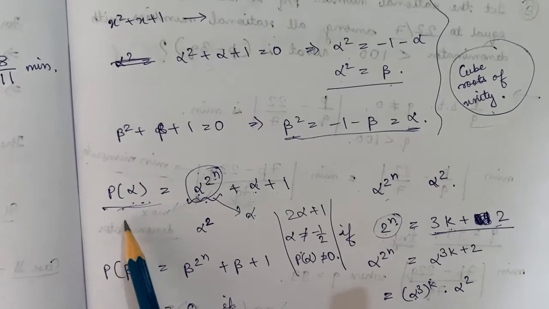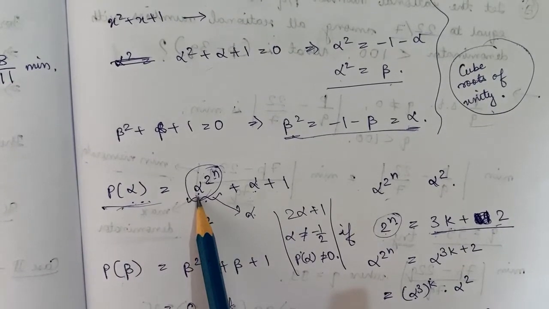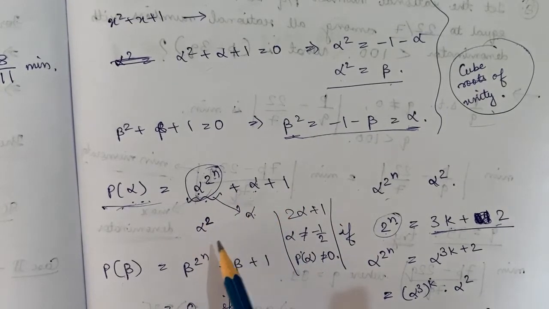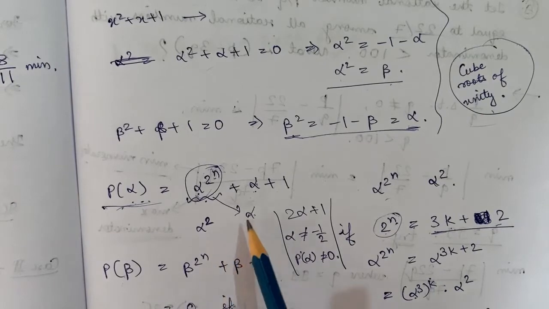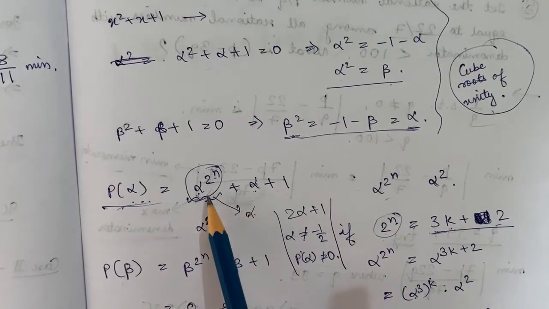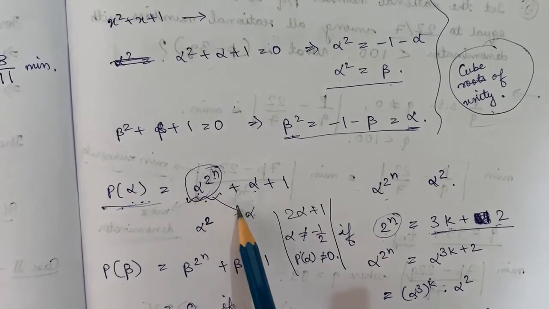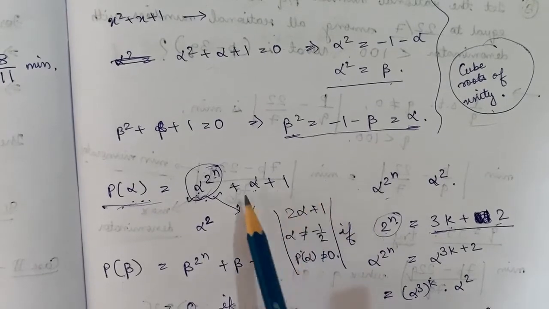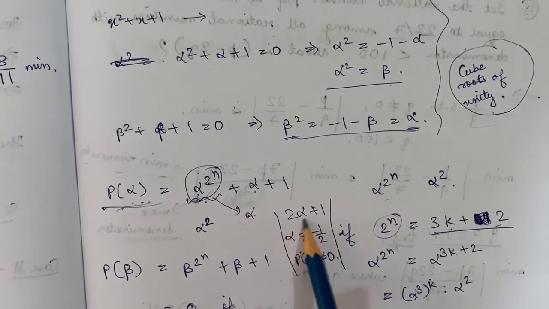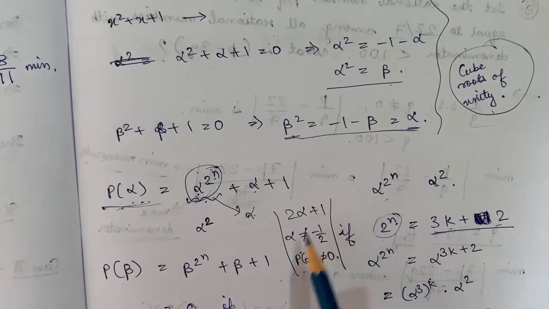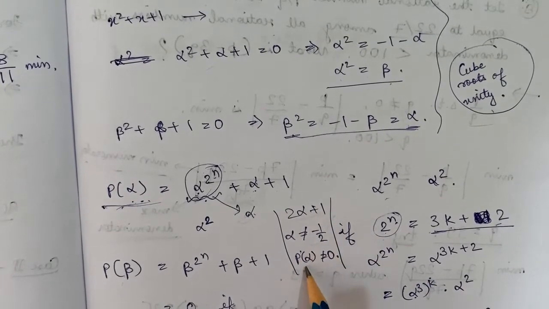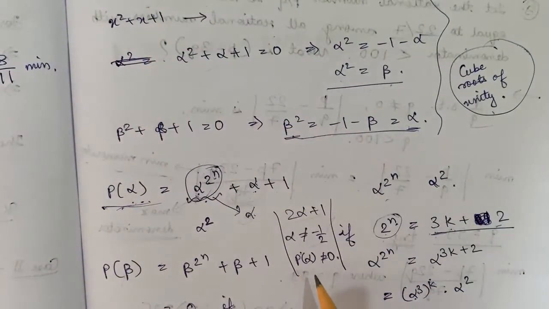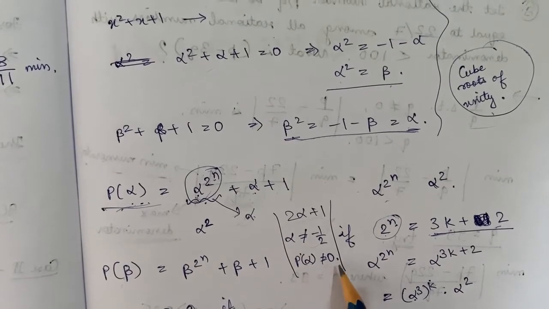Now let's look at p of alpha. So alpha to the power 2 to the power n plus alpha plus 1. If we set n in such a way that alpha to the power 2 to the power n is alpha, then this won't work, because 2 alpha plus 1 is not equal to 0. If we set 2 alpha plus 1 equal to 0, we will get alpha equal to minus half, and we can substitute this back into the equation, and we won't get it equal to 0.